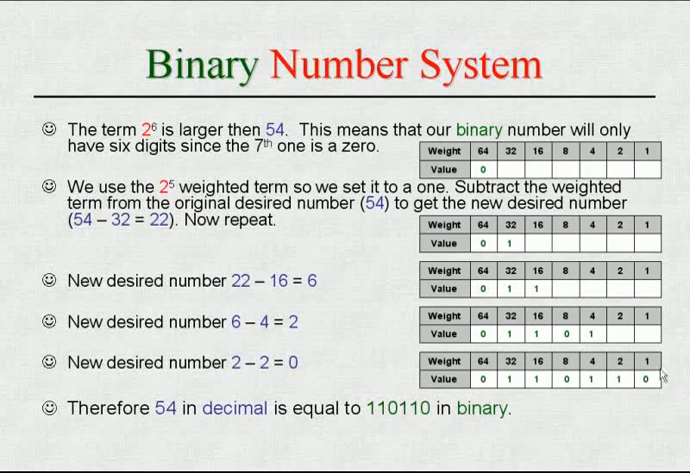And the result that we get here in this table is our binary number. 110110 is actually the binary equivalent of decimal number 54. That's the way that I do it in my head when I'm trying to convert numbers into binary.